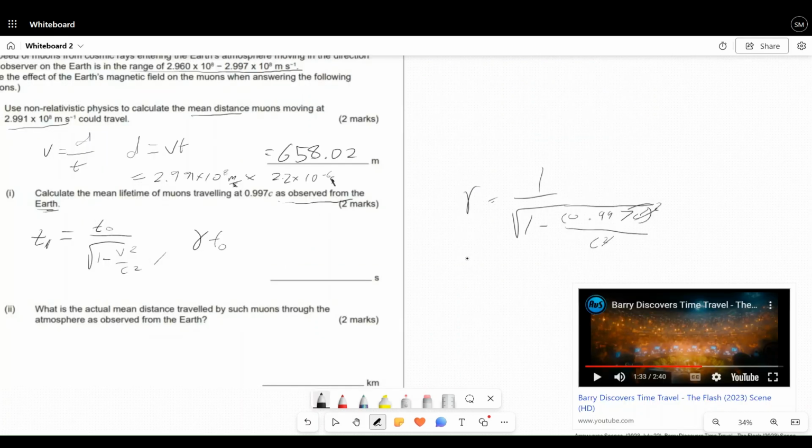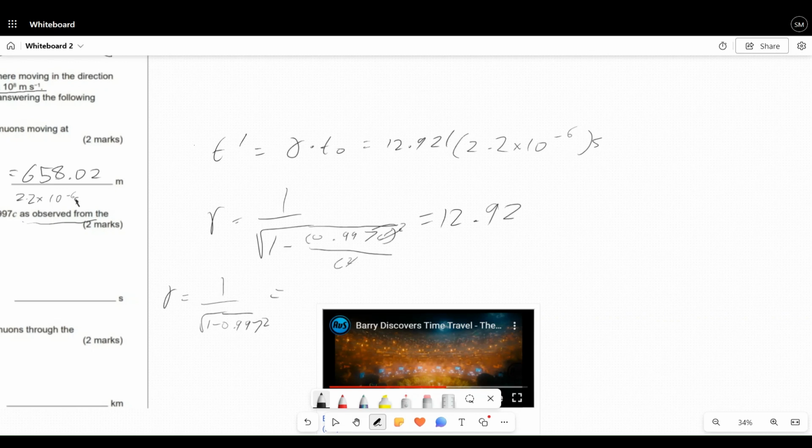So let's calculate it. Gamma is equal to 1 over root 1 minus 0.997 squared, which gives us 12.92, which is our gamma factor. So gamma is equal to 12.92, and t prime is equal to gamma times t naught, which is 12.92 times t naught, which we know is 2.2 times 10 to the negative 6 seconds. Let's calculate this. That leaves us with 2.84 times 10 to the negative 5 seconds.